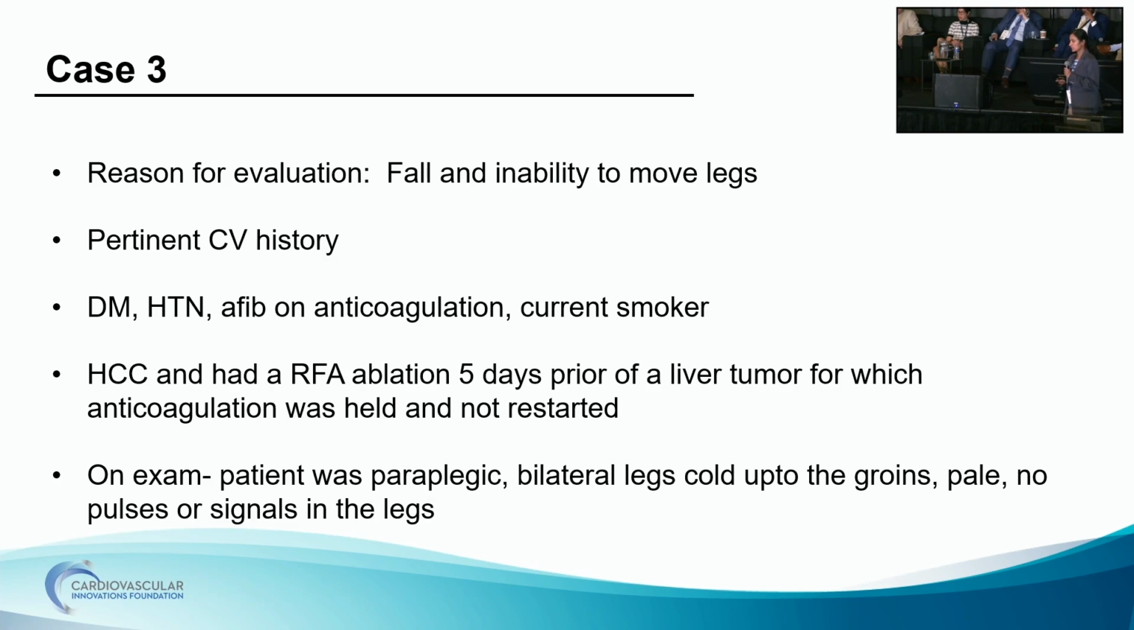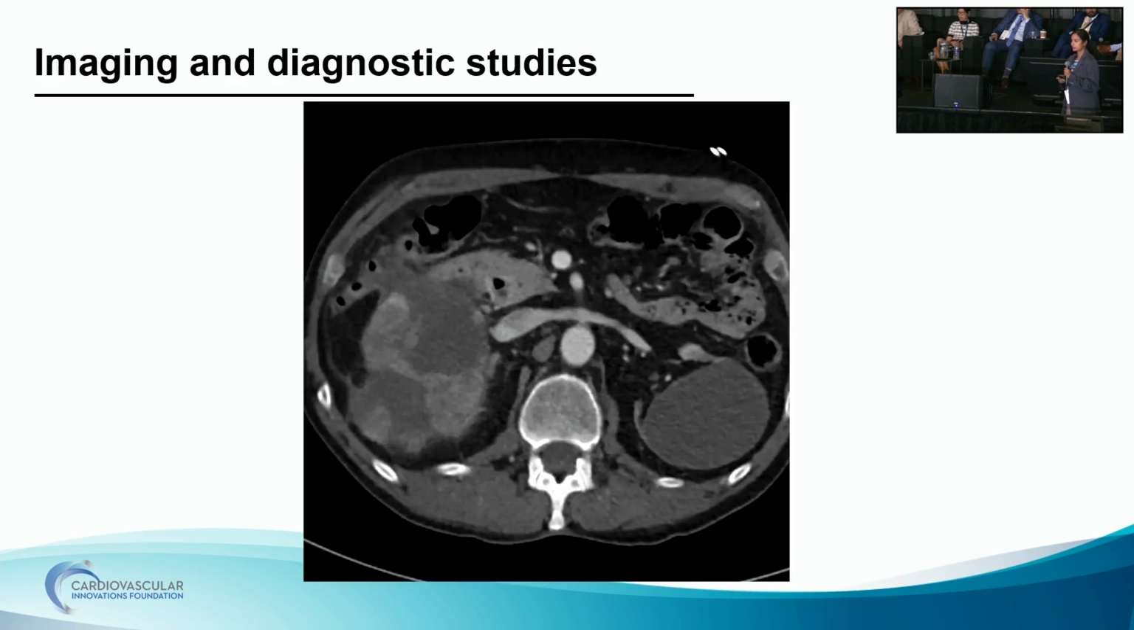My third case is a patient who presented with a fall and inability to move the legs. He was 50 years old, had the usual cardiovascular comorbidities, but he had hepatocellular cancer, and he had had a recent RFA ablation for a liver tumor, and his anticoagulation was held for that and then not restarted. When he came in, the patient was paraplegic, and bilateral legs were cold up to the groins and pale. He had no pulses or signals in the legs.